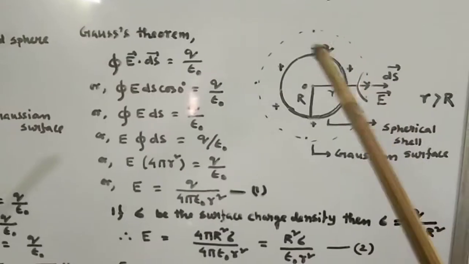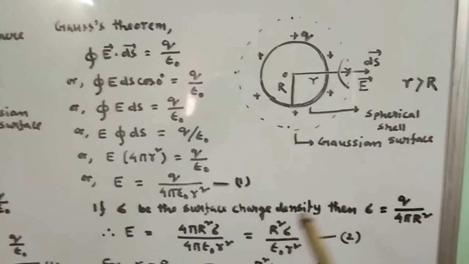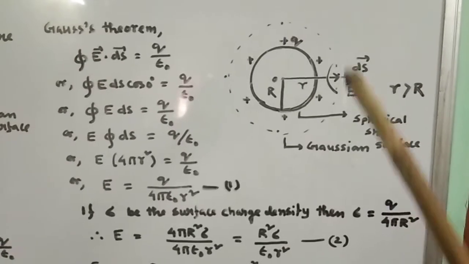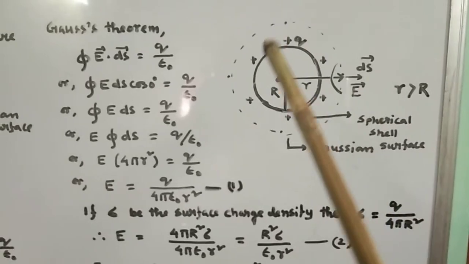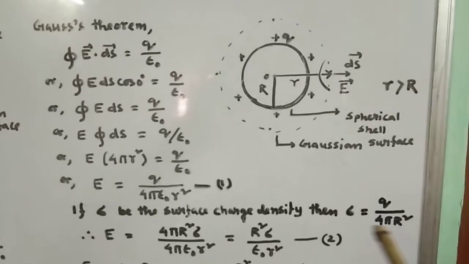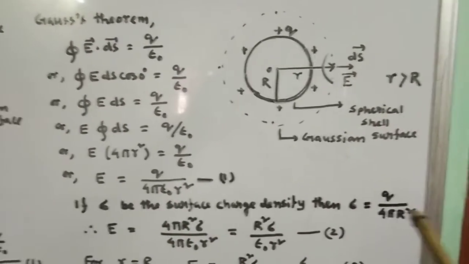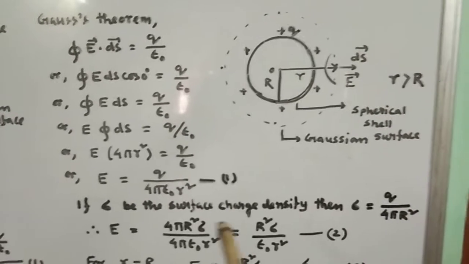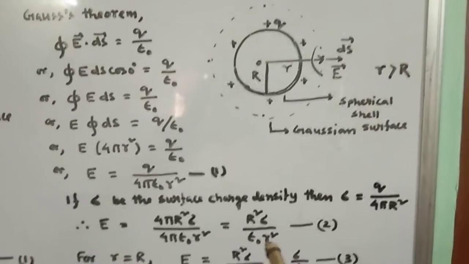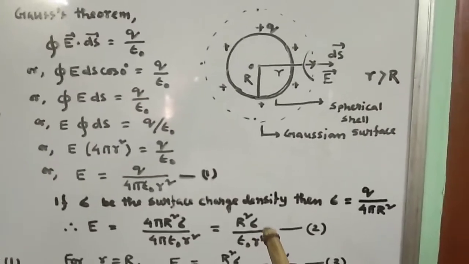Now as the charge resides only on the surface, you have to consider the surface charge density. If sigma is the surface charge density, then sigma equals charge by area. The area of the spherical shell is 4 pi R square. The charge q resides on the surface, so q by 4 pi R square gives you the surface charge density. Substitute q here, and if you simplify, it becomes E equals R square sigma by epsilon naught r square. This is the expression for the field intensity outside the spherical shell.